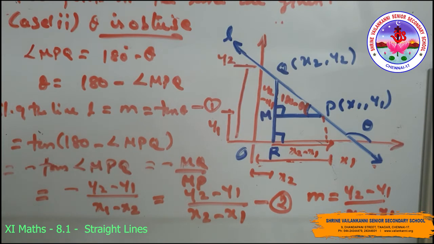We see that in both the cases the slope m of the line through the points (x1, y1) and (x2, y2) is given by m equal to y2 minus y1 by x2 minus x1.